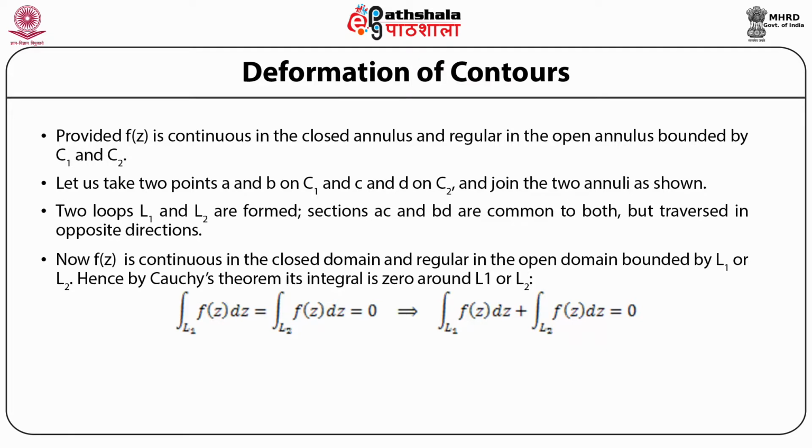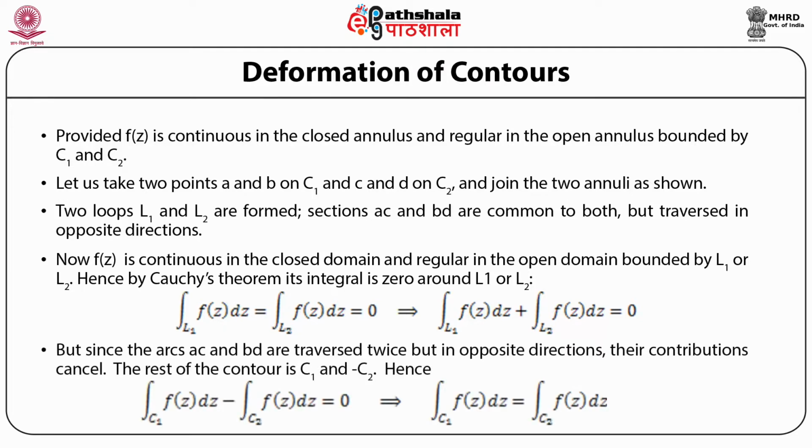The integral along L1 of f(z) dz equals the integral along L2 of f(z) dz equals 0, which implies that the integral along L1 of f(z) dz plus the integral along L2 of f(z) dz equals 0. But since the arcs AC and BD are traversed twice but in opposite directions, their contributions cancel. The rest of the contour is C1 and minus C2. So the integral along C1 of f(z) dz minus the integral along C2 of f(z) dz equals 0, which implies that the integral along C1 of f(z) dz equals the integral along C2 of f(z) dz.